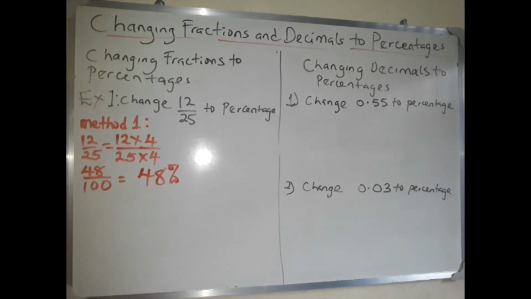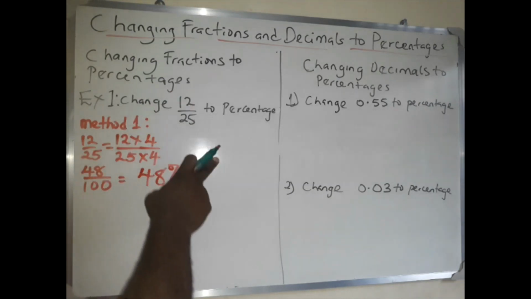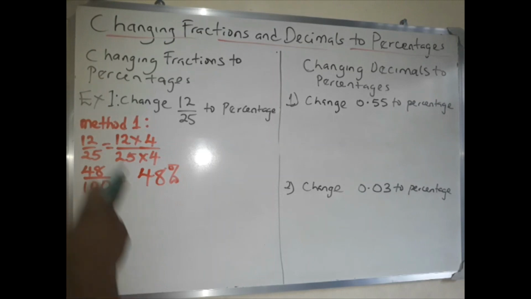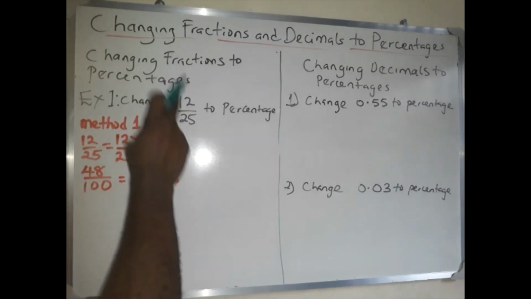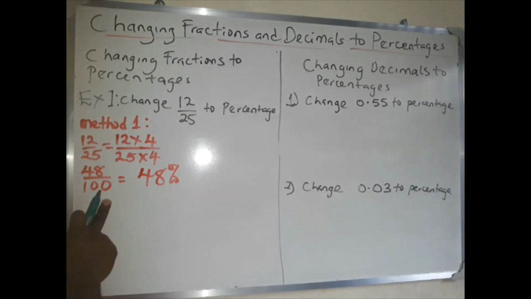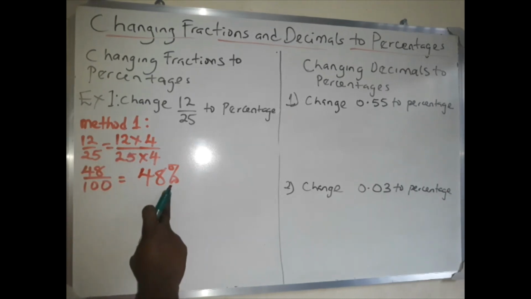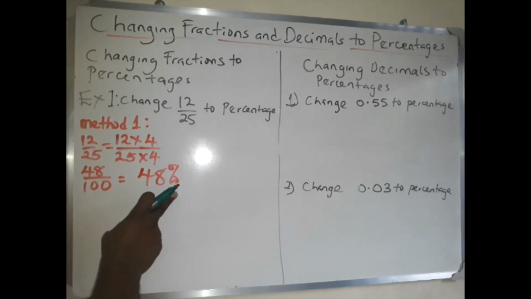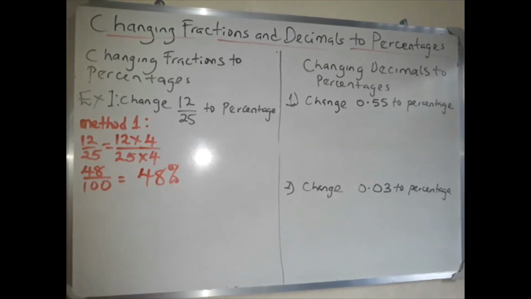So let's look at it again. Change 12 over 25 to percentage. We express 12 over 25 as its equivalent fraction, which is now 48 over 100. The denominator must be 100. And then the number on top will give us our percentage, to which we include the symbol of percent to make it 48%.